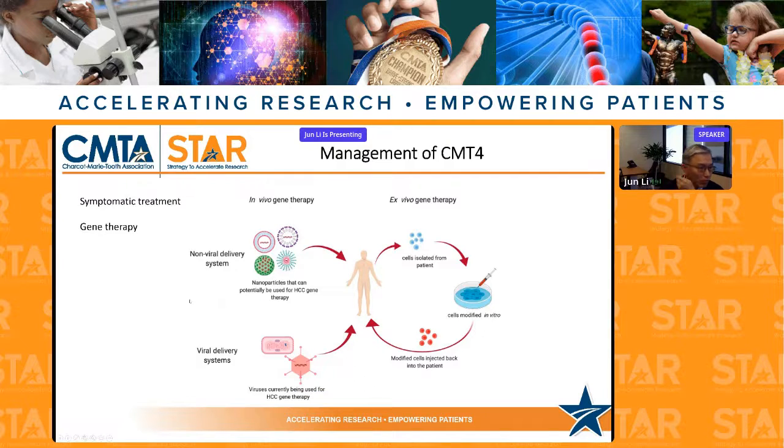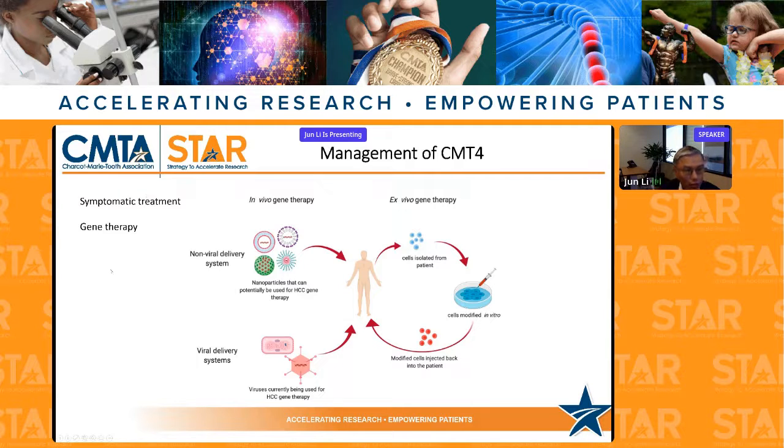For that reason, CMT4 is typically treated by the following modalities. The first category is what we call symptomatic treatment. If the patient has pain, you give medication to control the pain, or if there is weakness in the ankle, you may treat it with ankle braces. All these symptomatic treatments aim to improve quality of life.